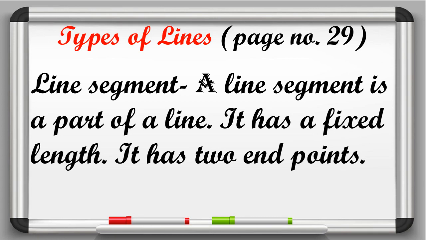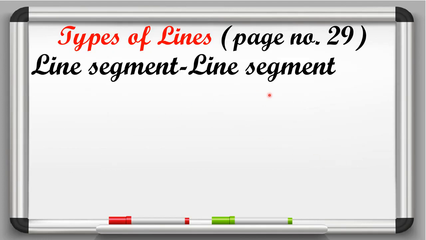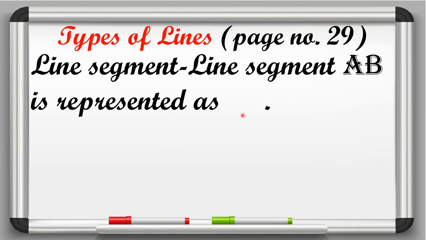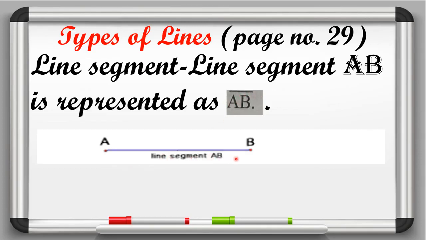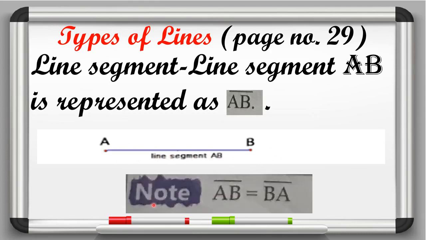Line segment AB is represented like this, AB. Here you can see that we have no arrows at the sides because it has a fixed length. This is line segment AB. We have named this line segment AB. And here AB is equal to BA. If we measure the length AB from here to here, or BA from here to here, both are equal.